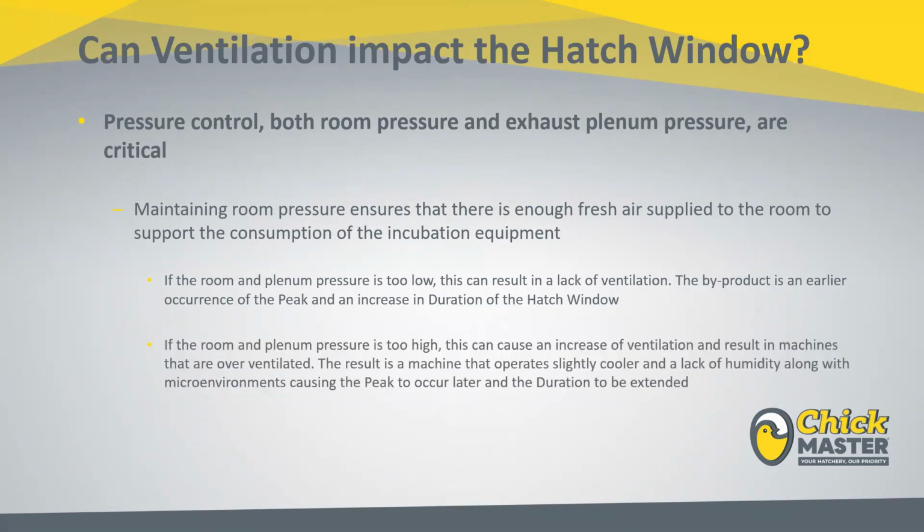If the room and plenum pressure is too high, this can cause an increase of ventilation and result in machines that are overventilated. The result is a machine that operates cooler and a lack of humidity along with microenvironments, which again is going to cause that peak to occur later, and again the duration to be extended. So a lot of times we get questions around people wanting to look at this hatch window and a hatcher machine and ask questions about, why did my peak occur?